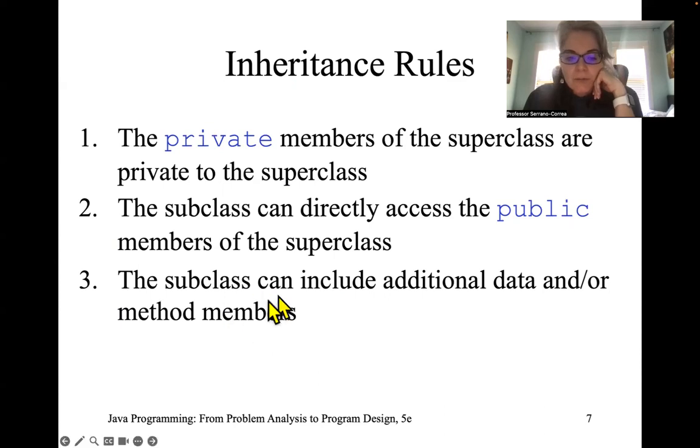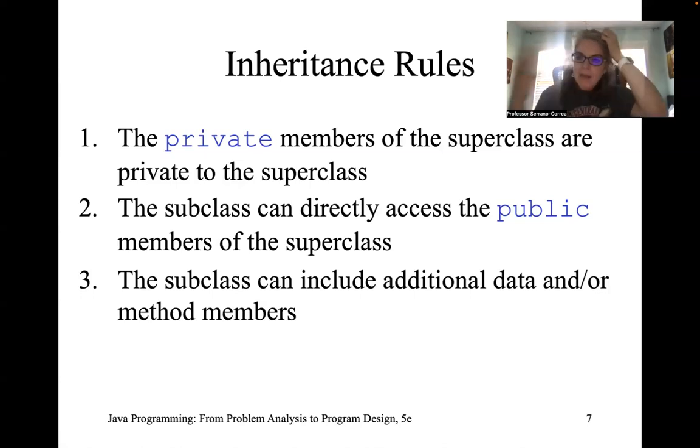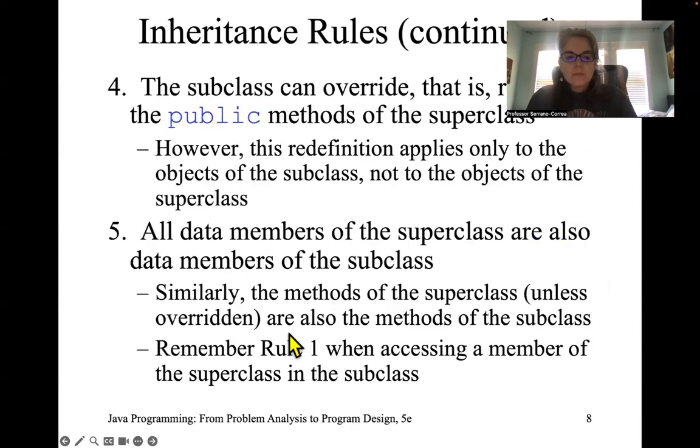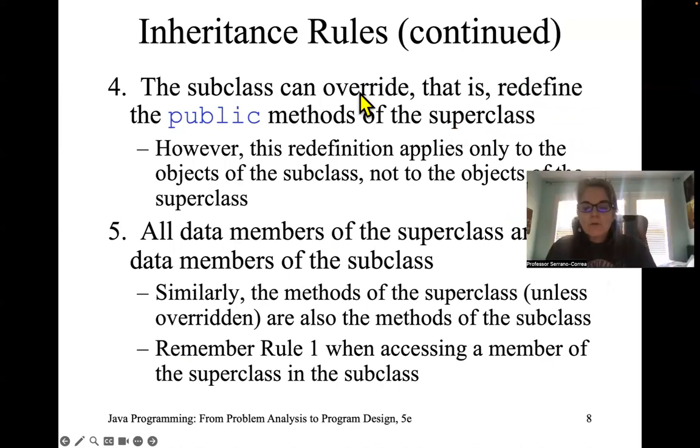The subclass can include additional data and or method members. Step 3 is obvious. I mean, you don't create a subclass without wanting to add more. So you create a subclass and you add more data, more methods. Another rule is the subclass can override, that is, it can redefine the public methods of the superclass.